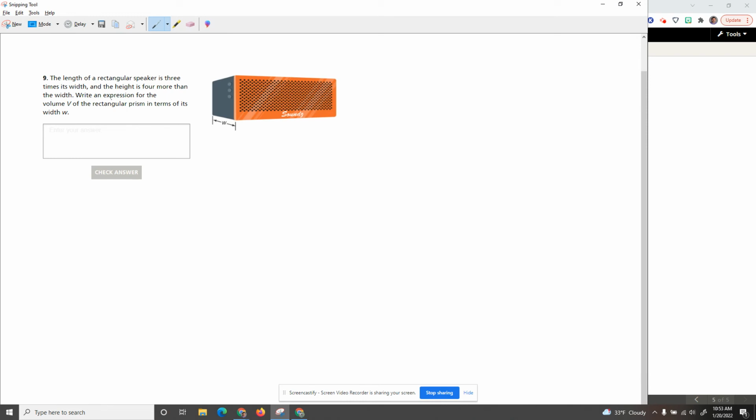The width is W, right? The length is 3 times the width. So then the length is 3W, and the height is 4 more than the width, so that would be W plus 4. So we want to write all the dimensions in terms of the variable we have, W for width. The volume is simply those 3 multiplied together. So volume is equal to W times 3W times W plus 4.